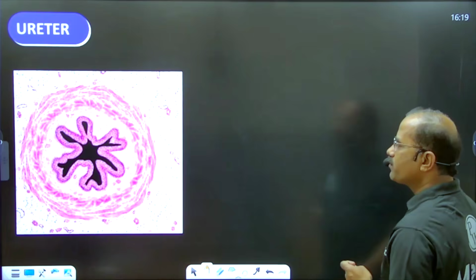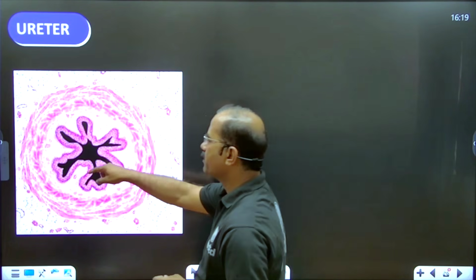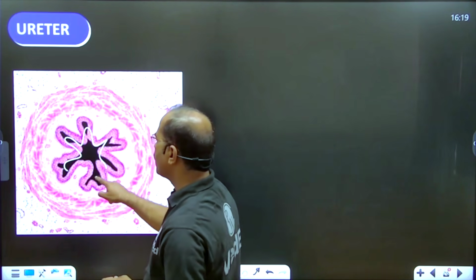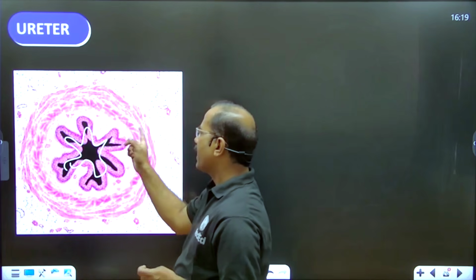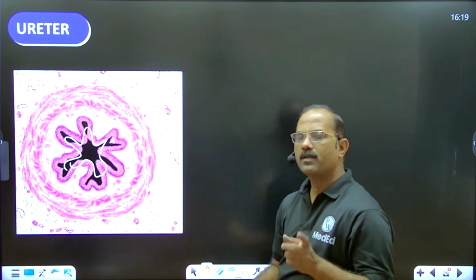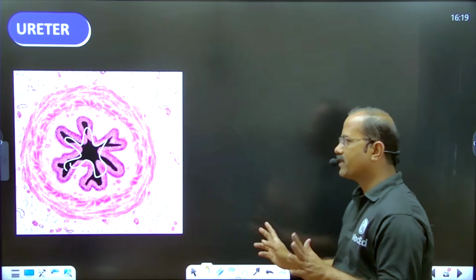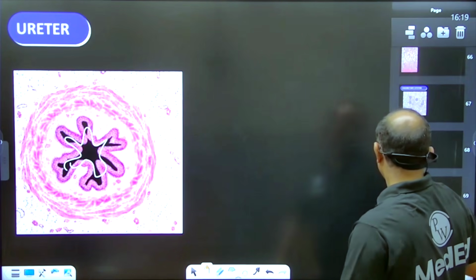And see this beautiful slide. You get a star-shaped lumen here. The epithelium is transitional, and you get a muscular coat. This is the ureter, right? That's about the ureter.